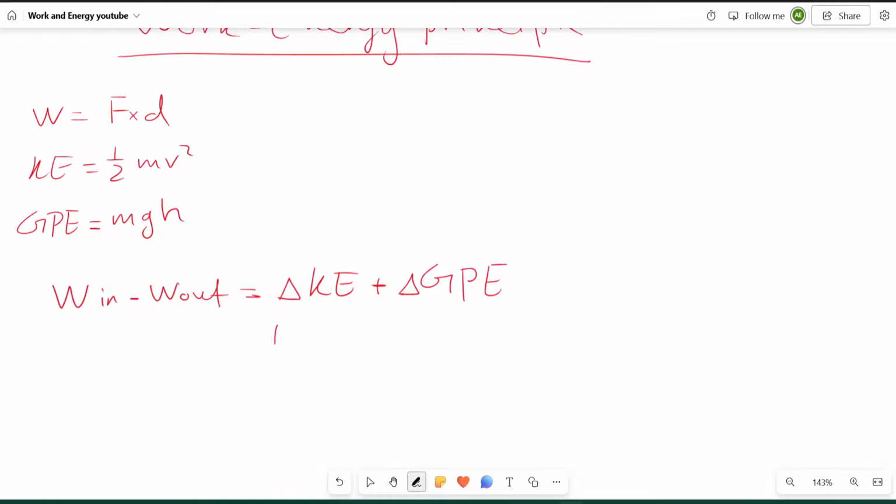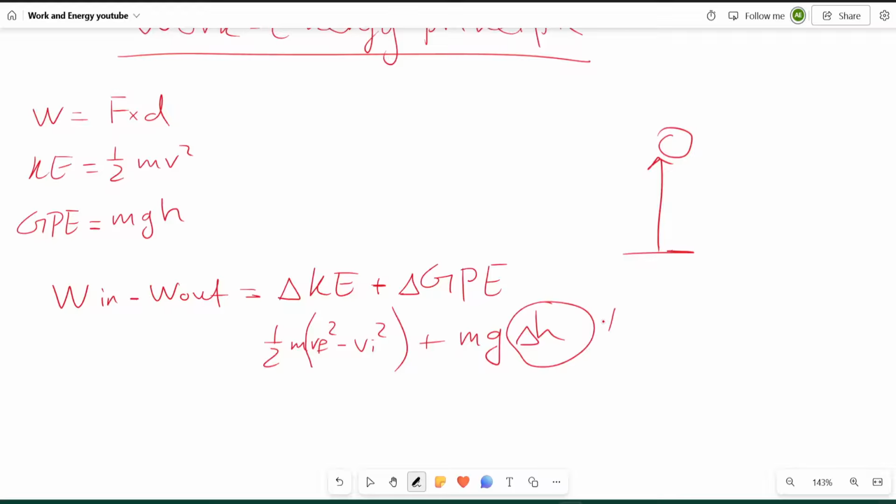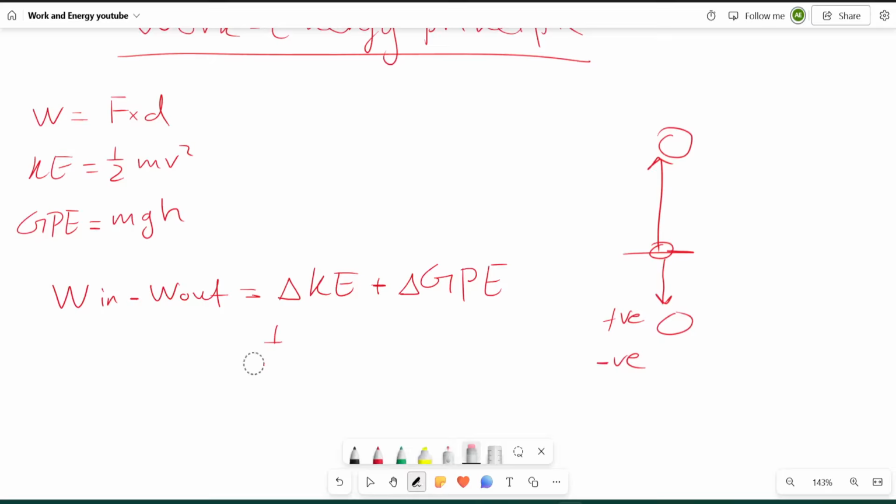Changing kinetic energy is basically half mass times v final squared minus half mass times v initial squared, or we can rewrite it as half mass times (v final squared minus v initial squared). Change in gravitational potential energy is mass times g times change in height. Okay, if the particle started here and its final height is above where it started, then this delta h is going to be positive. And if its final height is below where it started, then it's going to be negative. And that's basically all you need to solve 90% of the work energy related questions.